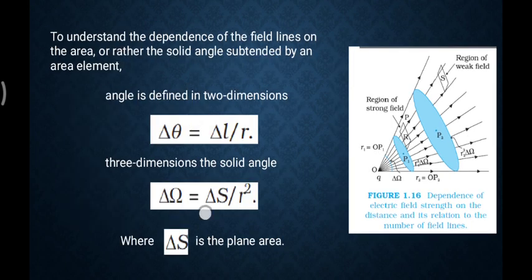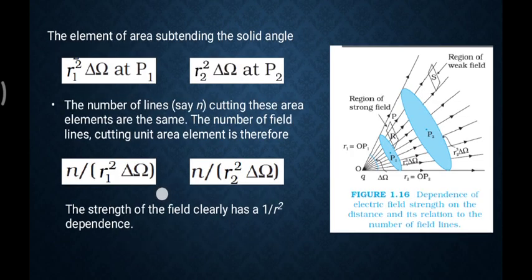If you want to see the plane area, then r square should be multiplied. So this is your r square multiplied by d omega. Okay, we are proceeding ahead. The number of lines cutting that area element are the same. The number of field lines.